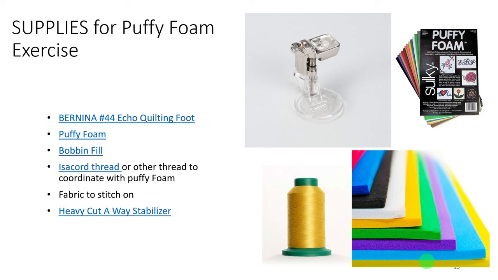Bobbin fill, anything to coordinate with your top thread. And I used the isocord thread. And then of course you want fabric to stitch on, and you might get the best results with heavy cutaway stabilizer. I also have used a white fabric that I have interfaced with fusible woven.